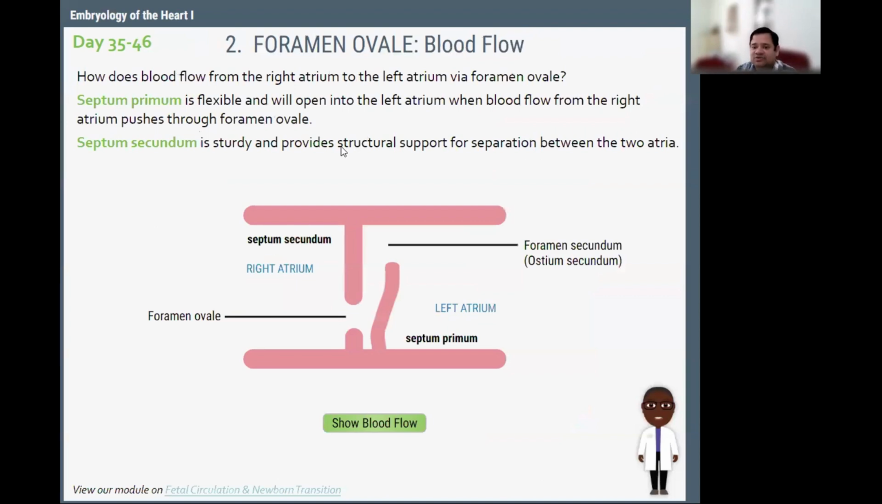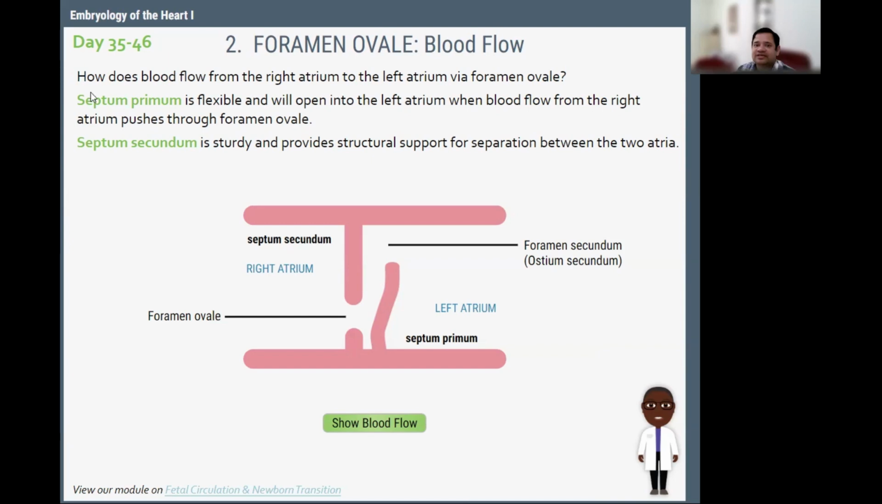Now you can see how exactly the foramen ovale looks. This was the foramen secundum, which was formed in the septum primum. When was it formed? When the first one, the septum primum, was formed. And this is septum secundum, which is coming downwards, and this is the gap which remains. This gap is called foramen ovale.